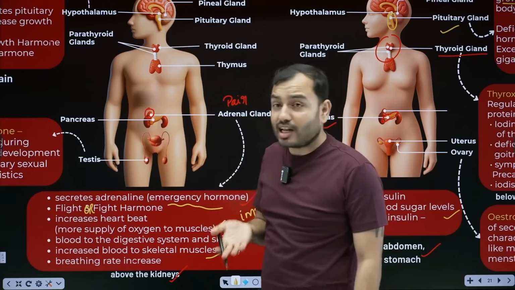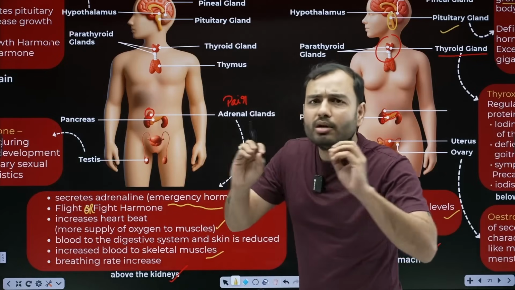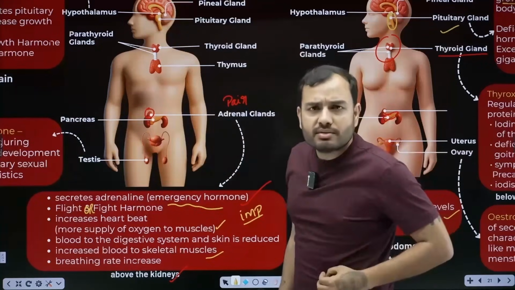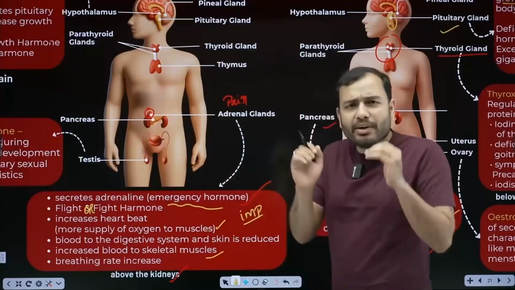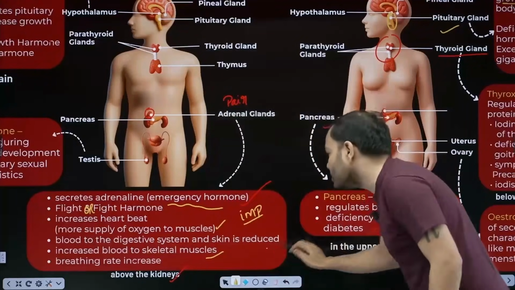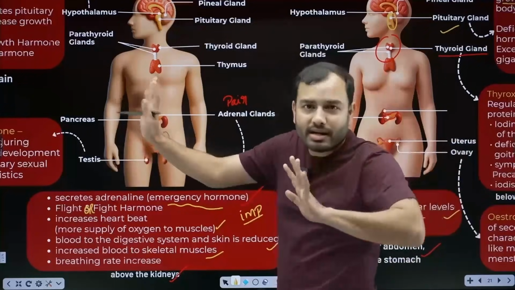Digestion came, will he digest food? He will die. The 12 guys will kill him. Run away from here. So what does it do? It stops the non-emergency work. So it stops the blood supply to the digestive system and skin. It doesn't stop, it reduces it. Blood to the digestive system and skin is reduced. Digestive system, skin, maintaining temperature, all the useless work is not needed now.